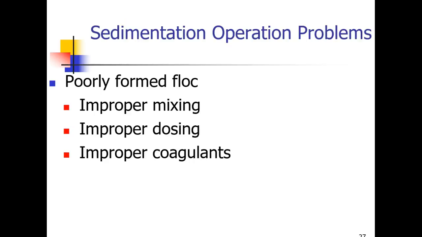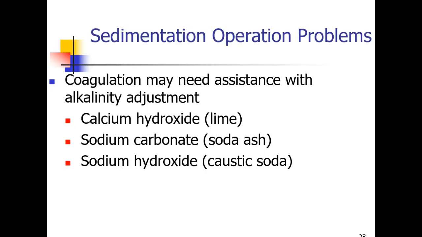Sedimentation operation problems: poorly formed floc, improper mixing, improper dosing, improper coagulants. Sedimentation operation problems: coagulation may need assistance with alkalinity adjustment. And what do you use? You can use calcium hydroxide, which is lime, sodium carbonate, which is soda ash, or sodium hydroxide, which is caustic soda. All very common things used with alkalinity adjustment.